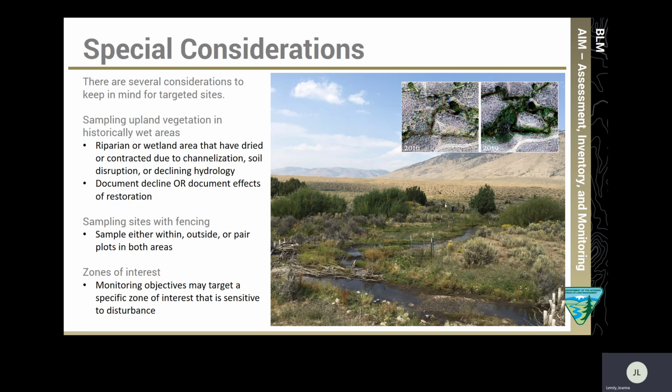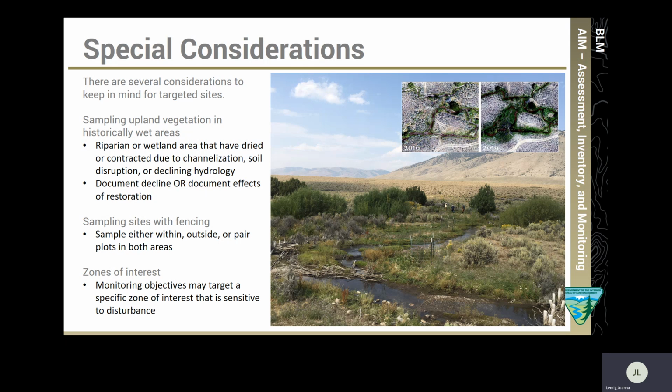If the management objective includes documenting decline in the riparian or wetland area or expansion of hydrophytic vegetation due to impacts or restoration, the transects can be placed beyond the current edge of the target population and into the upland. This will allow change over time to be monitored.